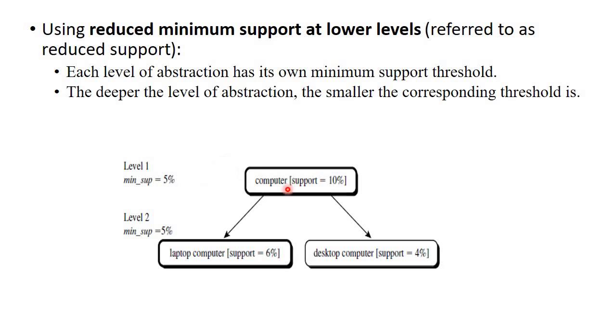What is done here is that the minimum support given to the items at a higher level is much more than the minimum support given for the items at a lower level. So computer is given 10% minimum support, whereas laptop computer and desktop computer are given 6% and 4% respectively. Since these items are a little specific and the term computer is more generalized, for the specific items we give a lesser minimum support, and for the generalized items we give a larger minimum support.